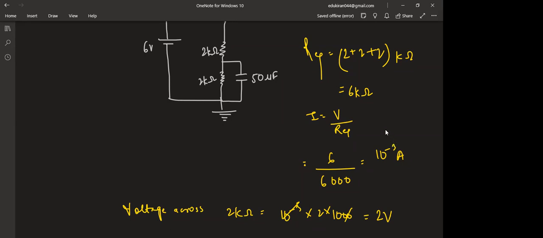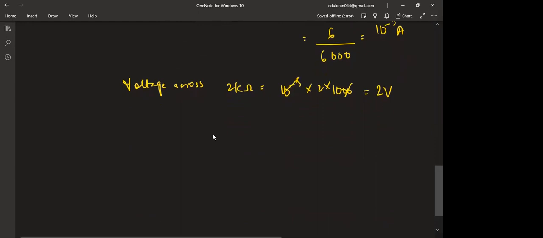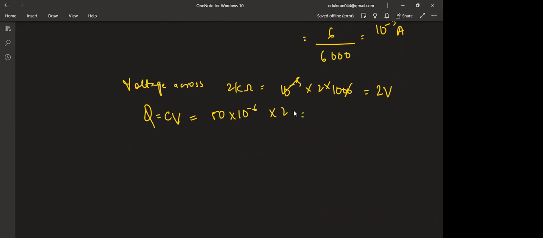Now you finally have the voltage which you have to use, and you have the capacitance. You have to find out the charge. Q is equal to CV. Capacitance is 50 microfarad, so micro has been converted. Voltage is 2, so 100 micro coulomb, because the unit was given. So 100 is the answer that you had to write.